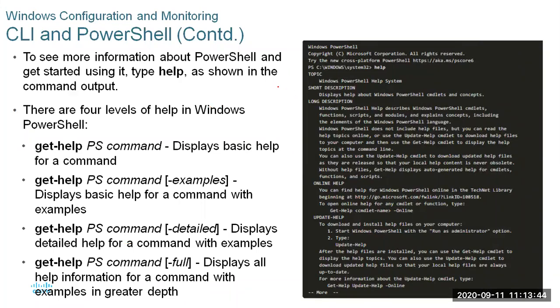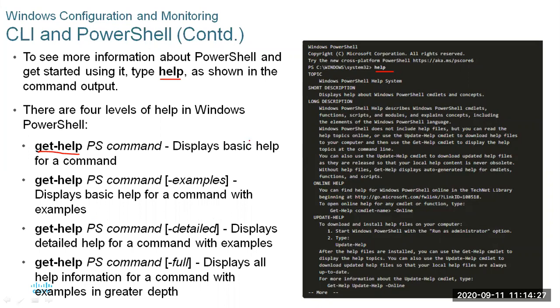You can actually just go to help, and you can find out most of this information. To see most information about PowerShell and get started, just type help like you see here, and then it will bring you the details. There are four levels of help in Windows PowerShell: Get-Help, the PS command, Get-Help with the PS command, and then the examples and things like that.